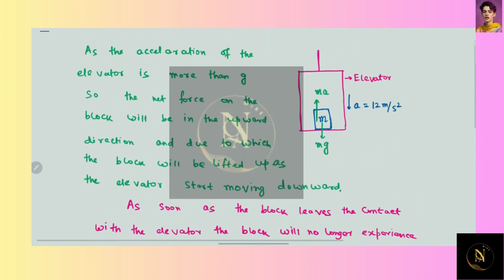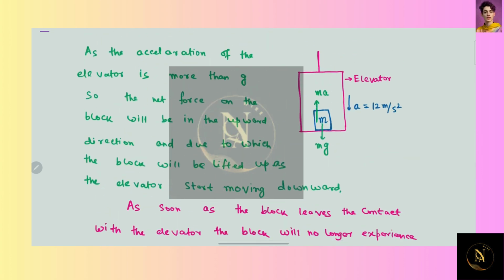Okay, so once again let's try to understand. As the elevator's acceleration is more than that of gravity, once the elevator starts moving downward, on the block the pseudo force is going to be more than the gravitational force, and as the pseudo force is acting in the upward direction, due to this pseudo force the block will be suddenly lifted up as the elevator starts moving downward. Once the block leaves the contact with the elevator, there will be no other force on the block except the gravitational force. So then the block will start falling downward with the acceleration due to gravity, which is g.